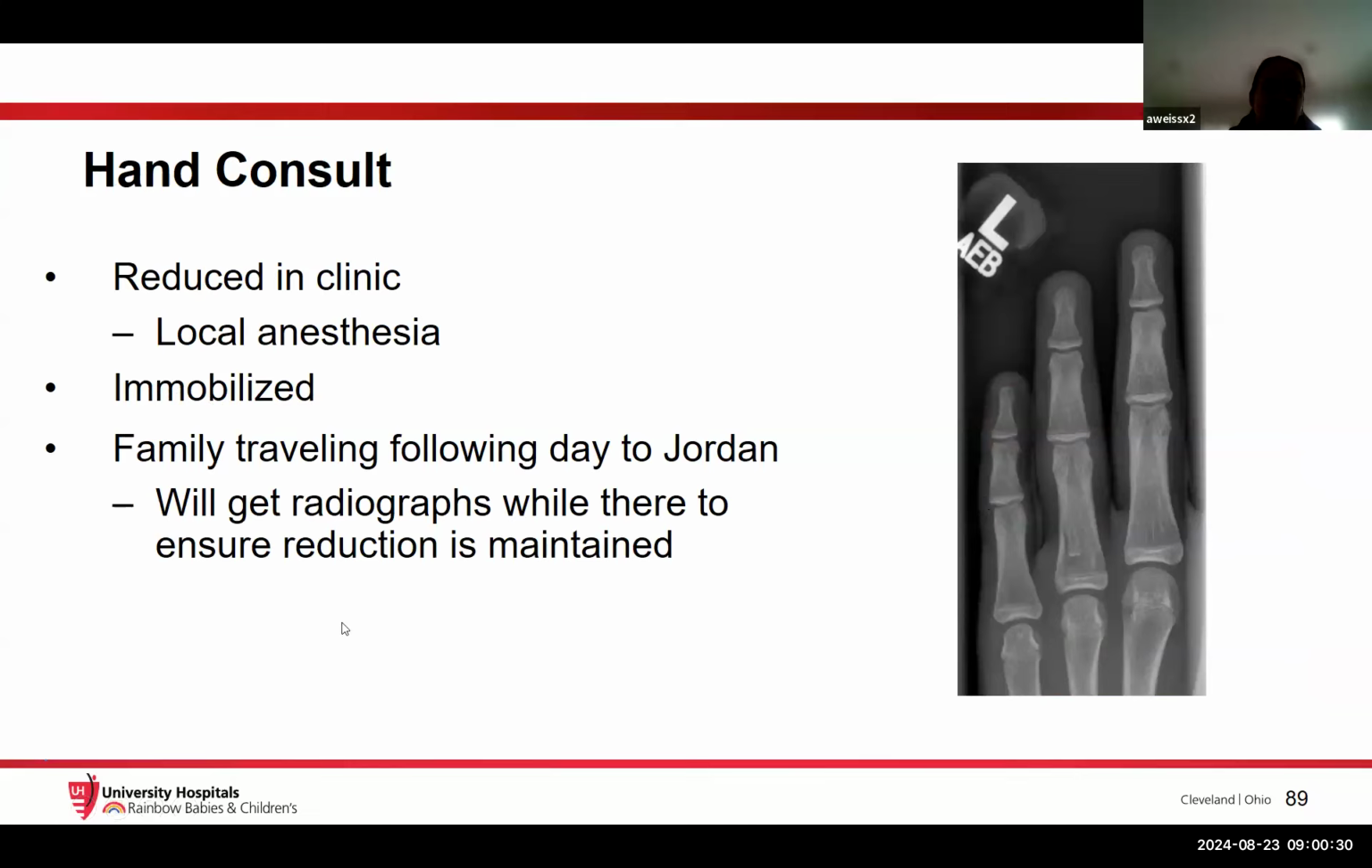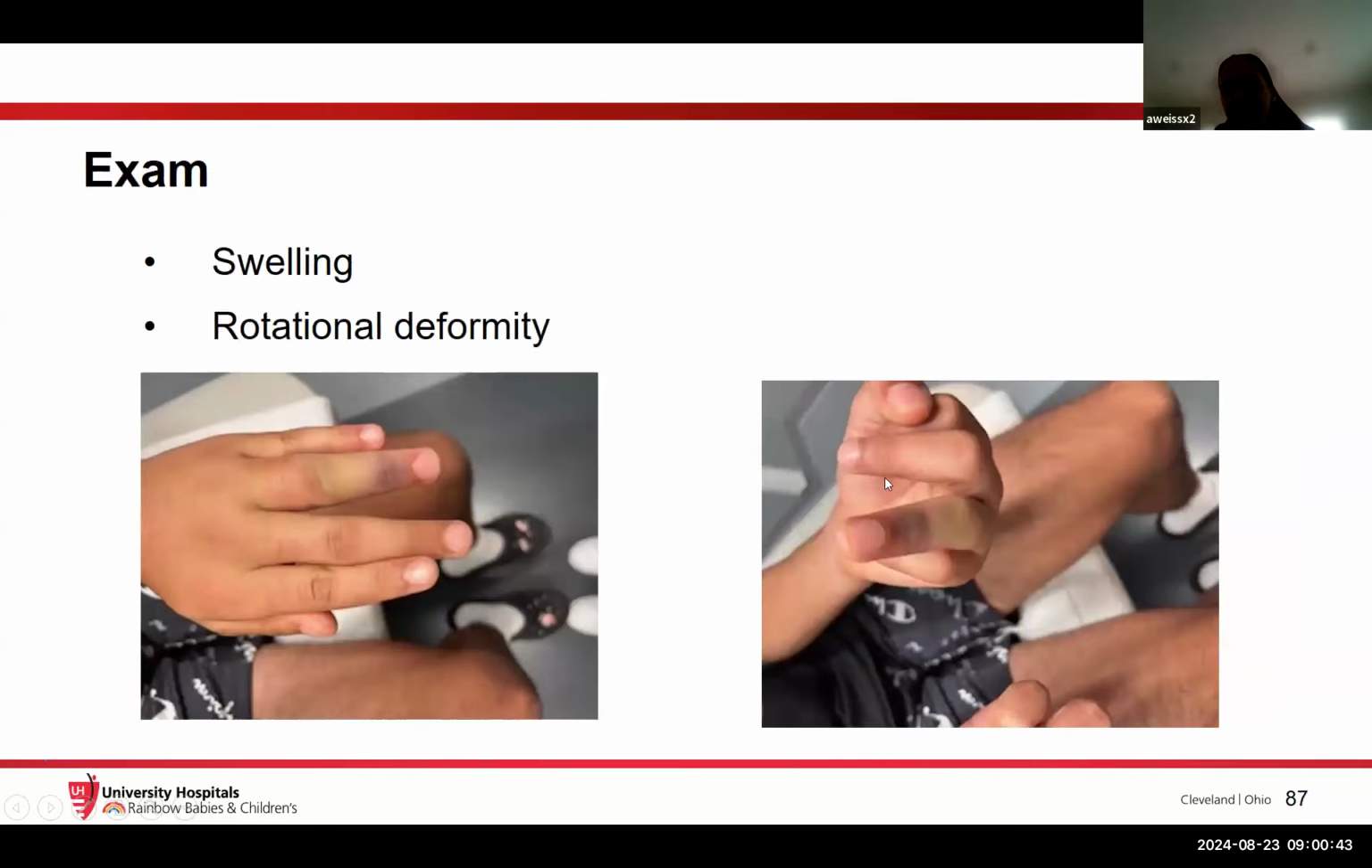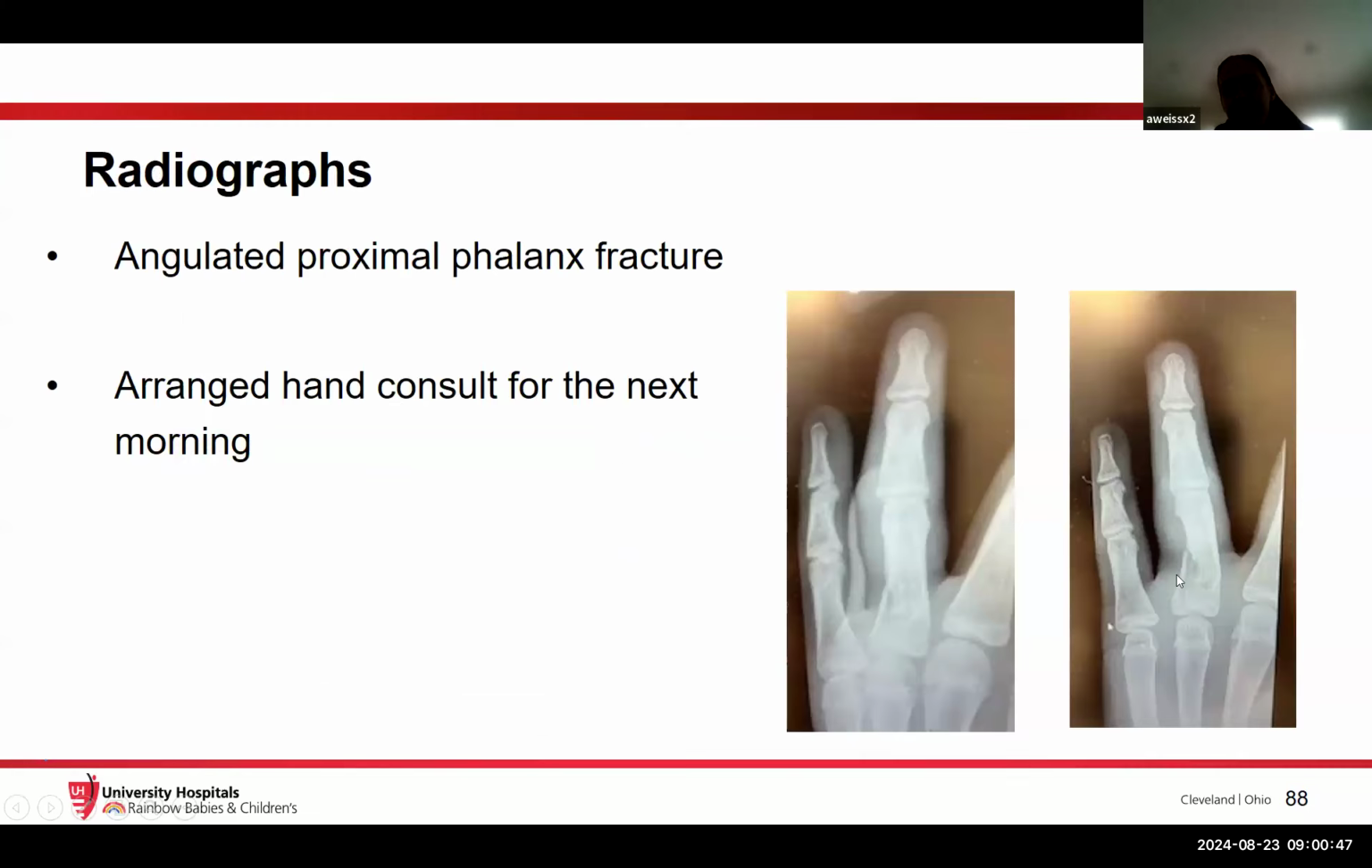This kid was one that we saw recently, and the dad didn't really tell me why he was very reluctant to do anything that I was telling him to do. And it turned out they were traveling to Jordan. I was wrong, this is not the kid that came out of the cast. This is one that just showed up with his finger looking that way. This is what he looked like.